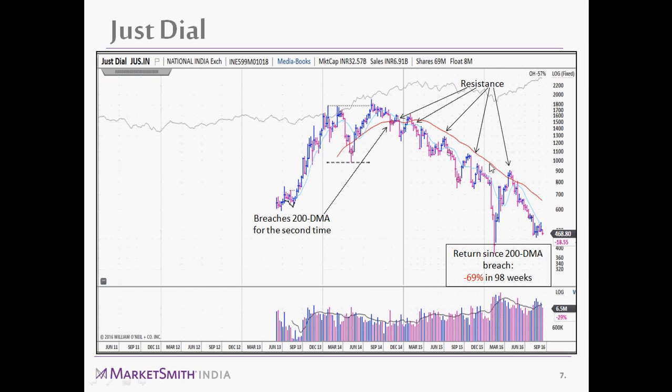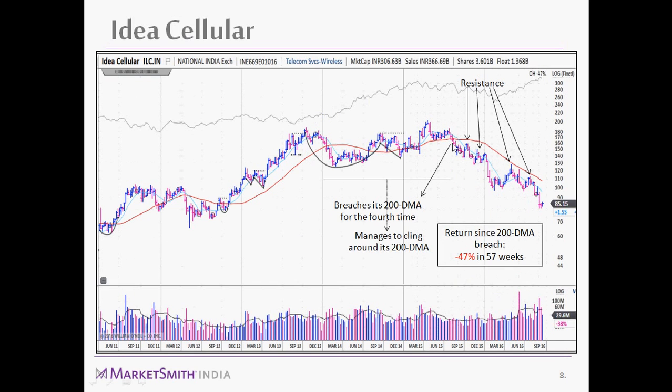It's being pushed lower and lower and lower. You don't want to be in a stock when it's trending below its 200-day moving average. That's a big no-no. Another example, Idea Cellular.